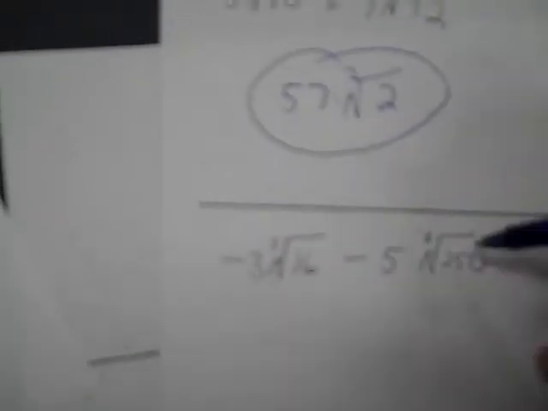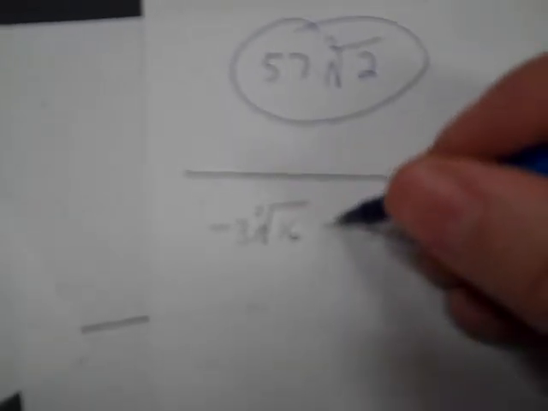Now the operation's subtraction, but I'm going to make that addition of a negative 5, and then I do the same thing. Negative 3 cubed root of 16, and then negative 5 cubed root of 250. So I drop my negative 3, drop my negative 5.